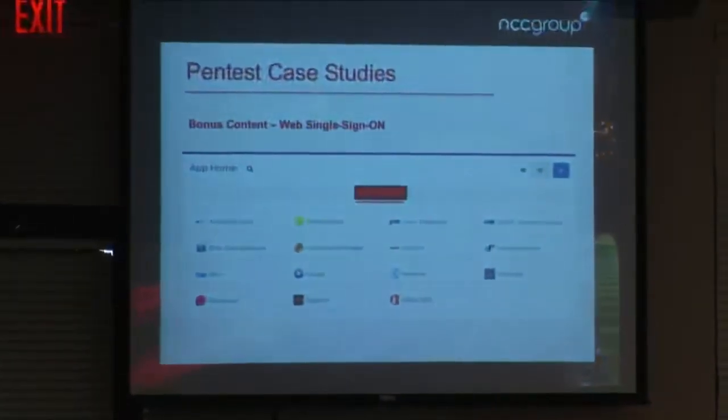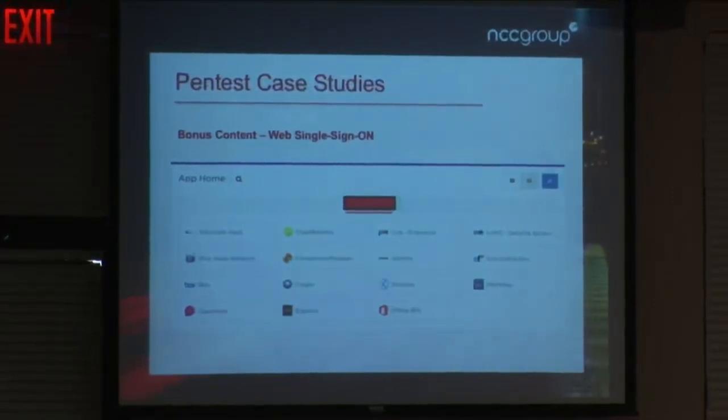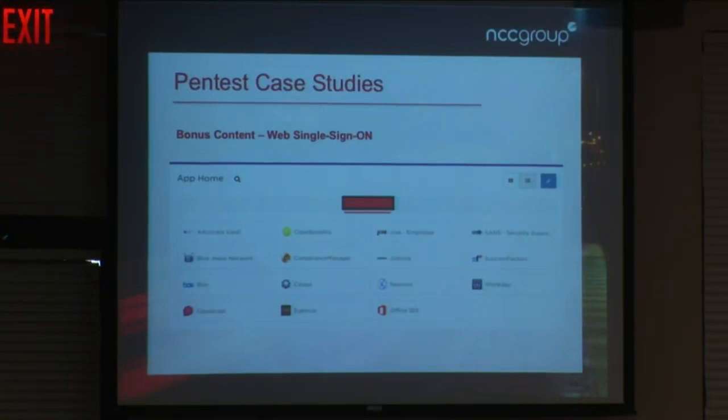Okay, bonus content. Web single sign-on. Sometimes you have this kind of thing, right? Where with one username and password, you get access to everything. This was off a recent pen test. I can't remember what this is called. OneLogin. That's the product, OneLogin. So we logged into OneLogin as a bunch of users, and lo and behold, we have this platform to go to all of their different apps, and it's just passing the cookies through, and now I can get to Workday, I can get to Office 365, it's all good. So one username and password, their entire life.